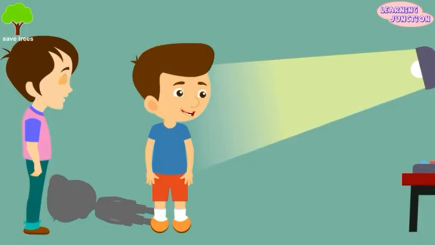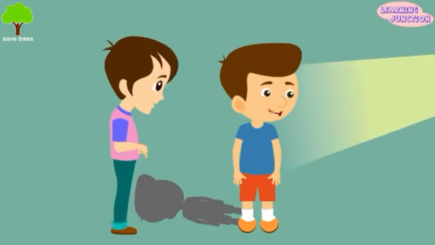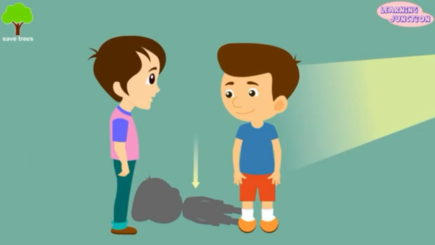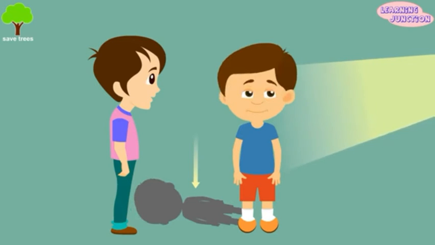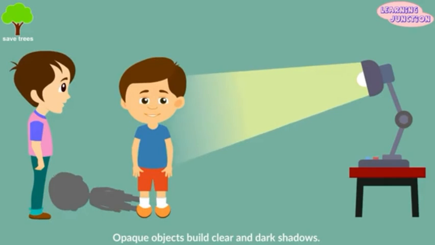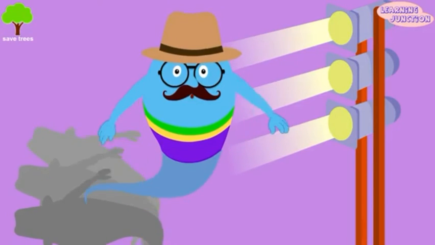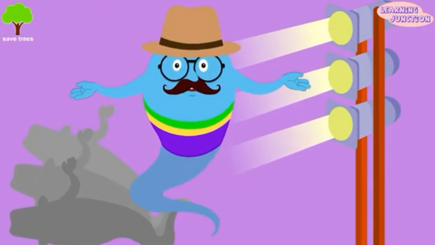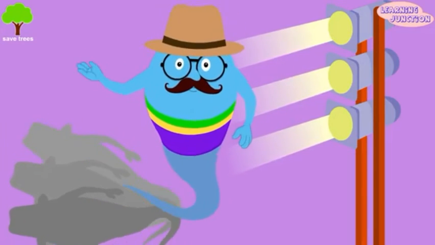Whenever light is not able to go through an object, it creates a dark area around the particular object. This part where the light cannot reach is called a shadow. Opaque objects build clear and dark shadows. This is how shadows are made. You can have many shadows depending on the number of light sources.